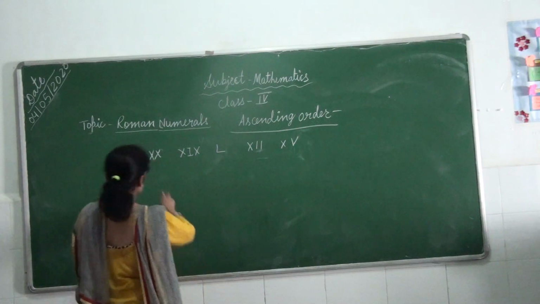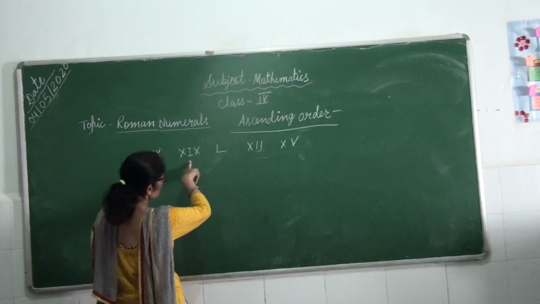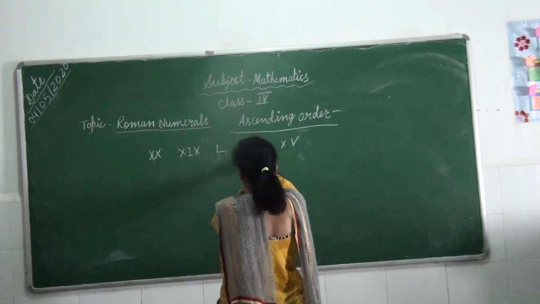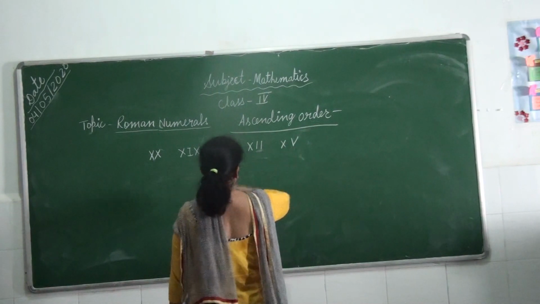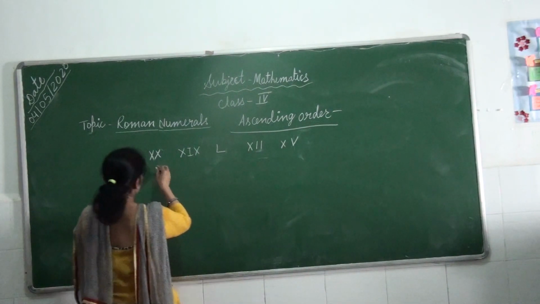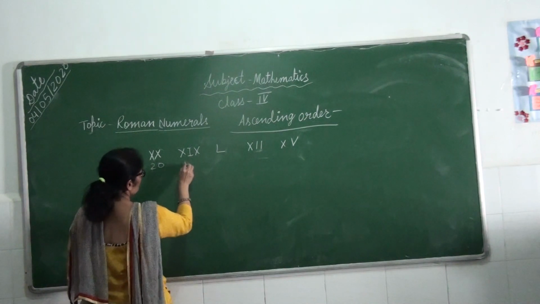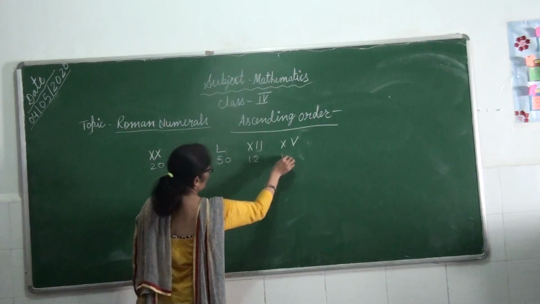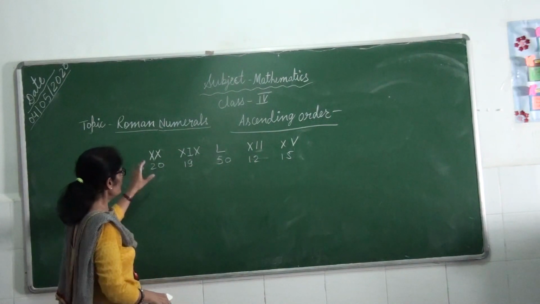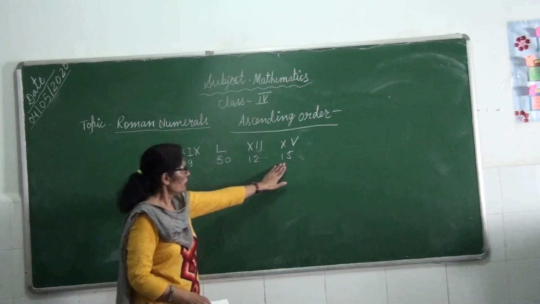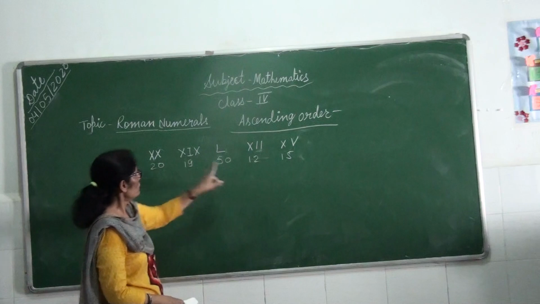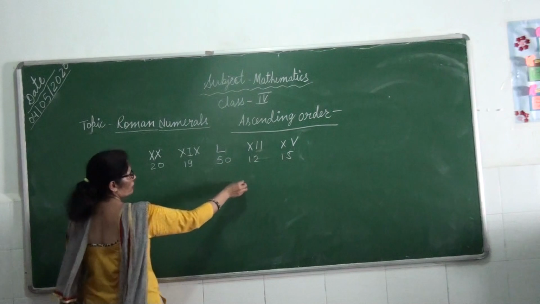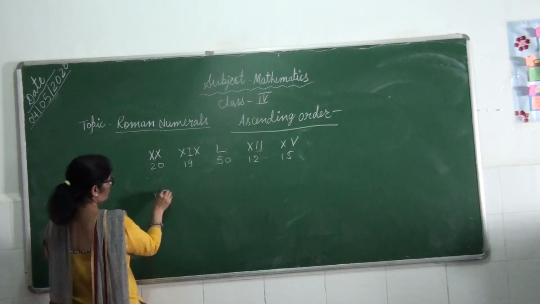You can see here. This is 20. This is 19, 50, 12 and 15. I write these Roman numerals in numbers. You can see this one is smaller. The number that will come first is 12, then we will write this number first.